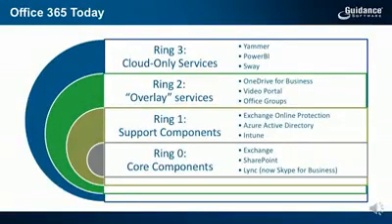And lastly then at ring 3 you have some cloud only services which don't have an equivalent on-premises or server product that you can install on your own network. Things like Yammer, which is another collaboration service, it's cloud only. If you want to use it, you can license it, you can adopt it through Office 365, but it's only available in the cloud.